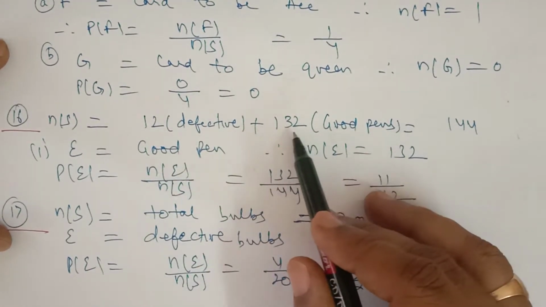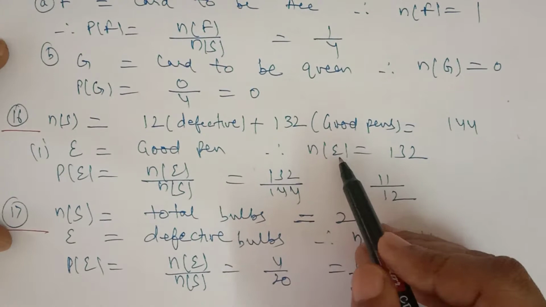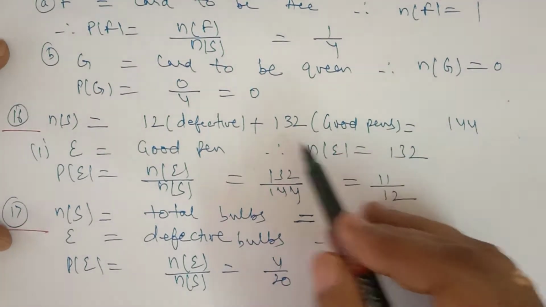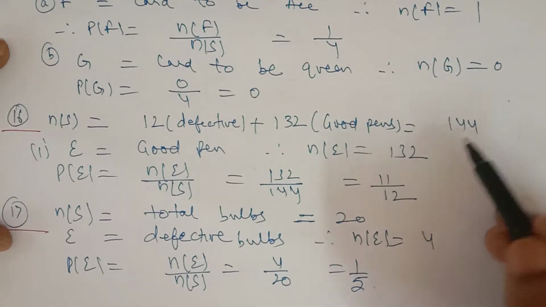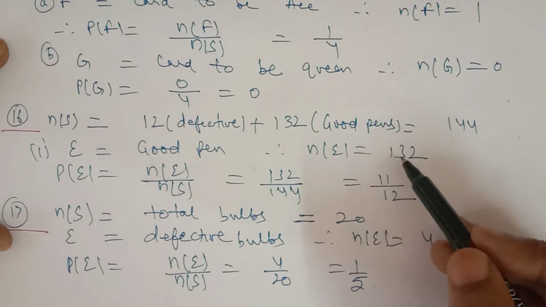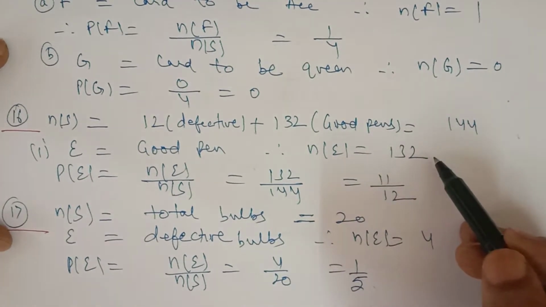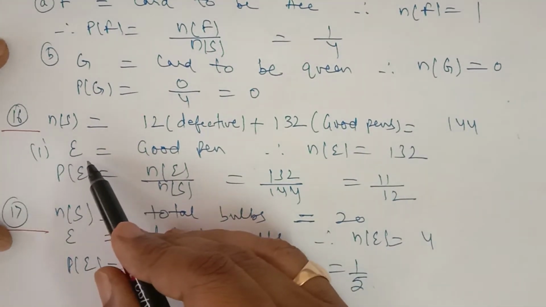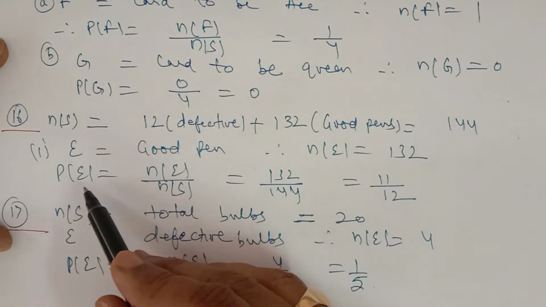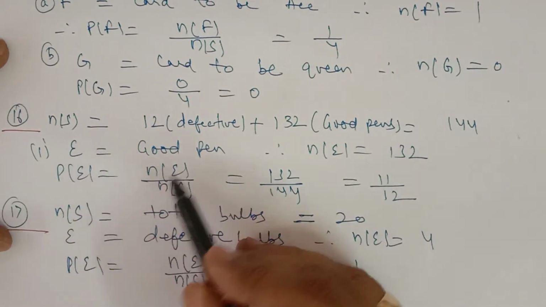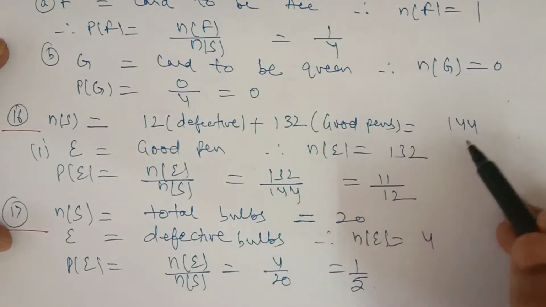So how many good pens are there? 132. So NE will be equal to 132 and NS will be equal to 144. That means the sample space is 144 and the number of favorable events is 132. So let us call it E. So NE will be equal to 132. So the probability of getting a good pen is NE upon NS, that is 132 upon 144.